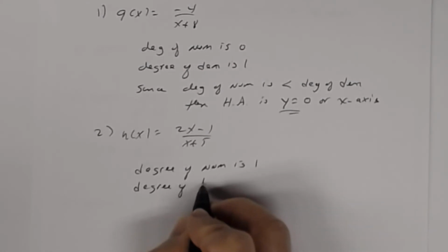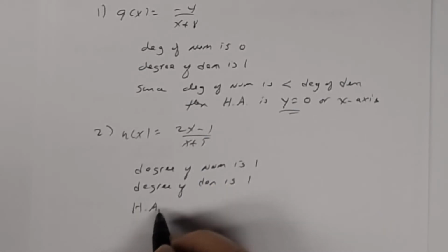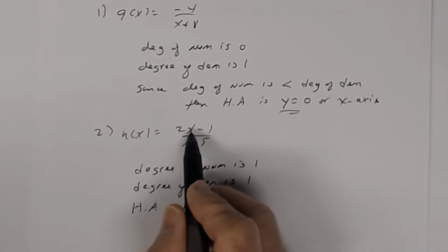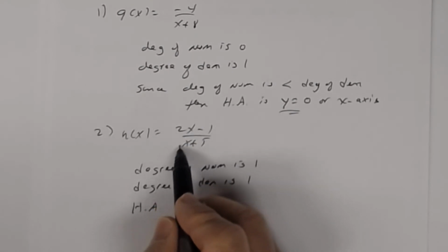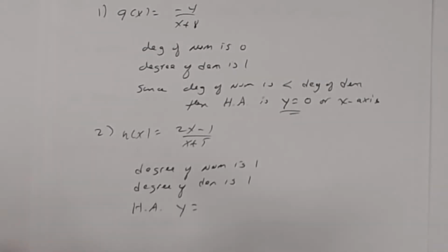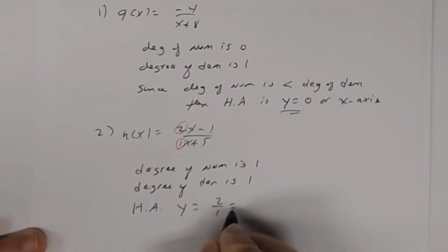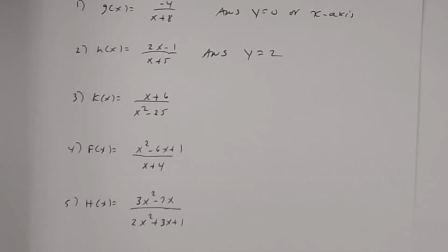Degree of denominator is 1 as well, right? X to the first. So the horizontal asymptote then will be y equal the coefficients of those leading terms. So the coefficient of the leading term in the numerator divided by the coefficient of the leading term in the denominator. So 2 divided by 1, which is 2. You don't leave it as 2 divided by 1, say 2. So the answer here is y equal 2. So that's your horizontal asymptote.